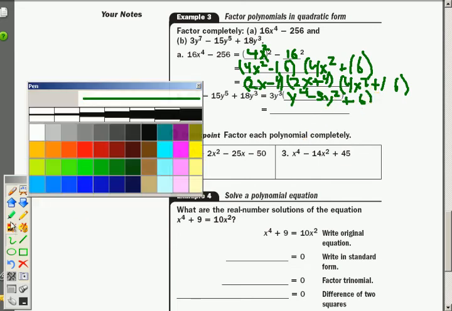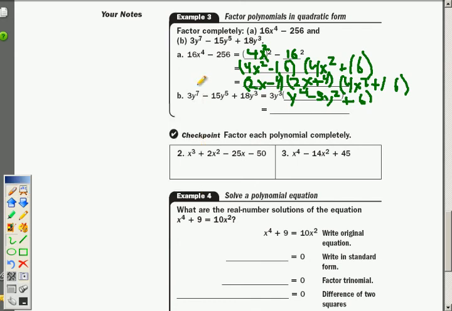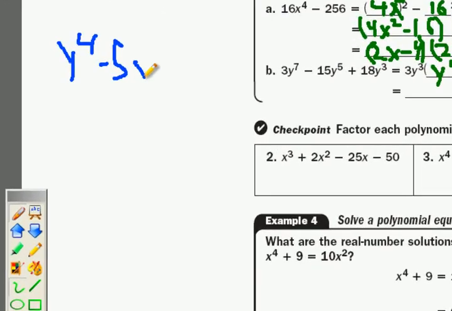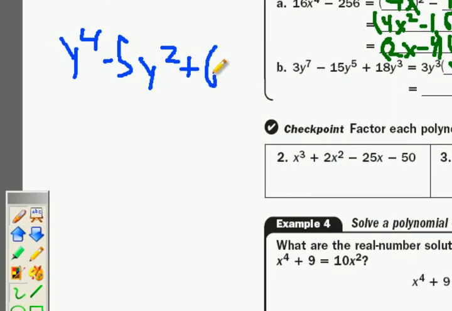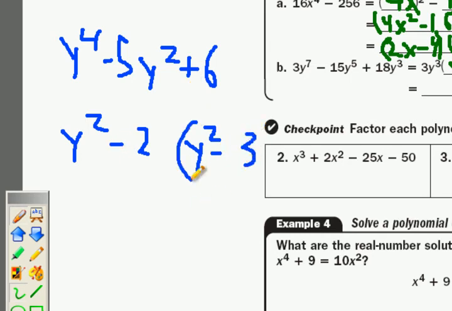So let me change my color again real quick so you can kind of see the difference what I'm doing here. I have y to the fourth minus 5y squared plus 6. Well, I can break that down to be y squared and y squared. And numbers that multiply to be 6, but add to be 5, just like we did a few moments ago, 2 and 3. But they both better be negative. So I have that, and I also have the 3y cubed out front. Okay? So that ends up being the answer here.